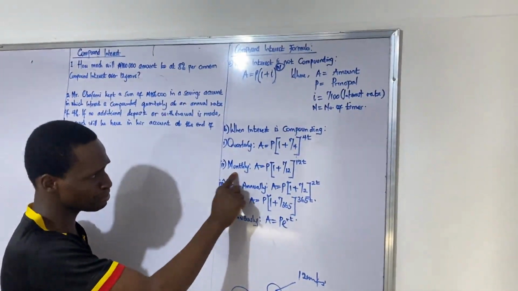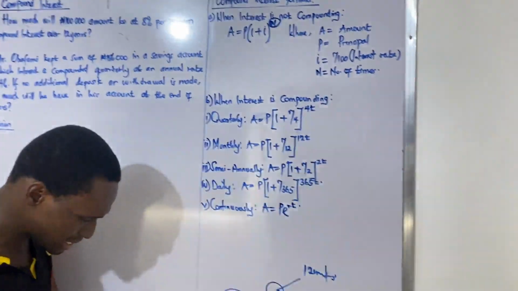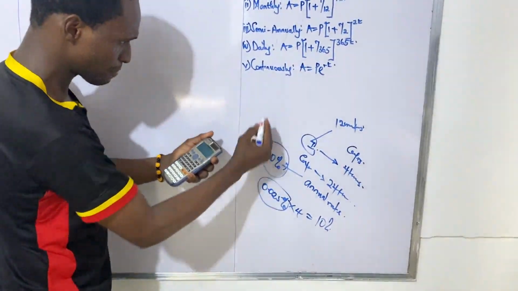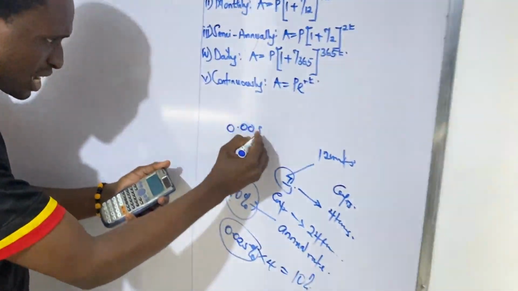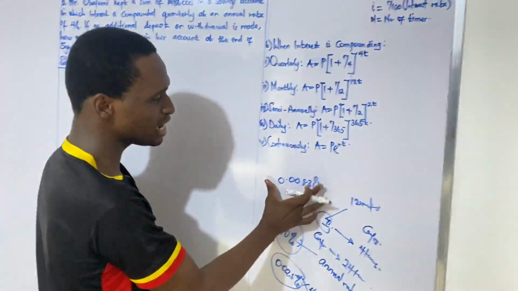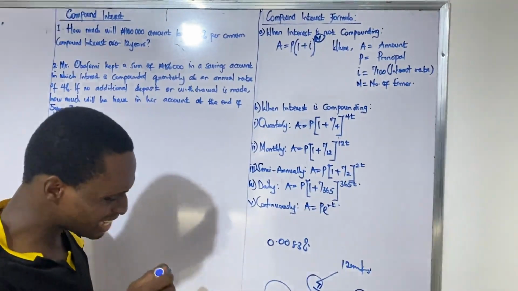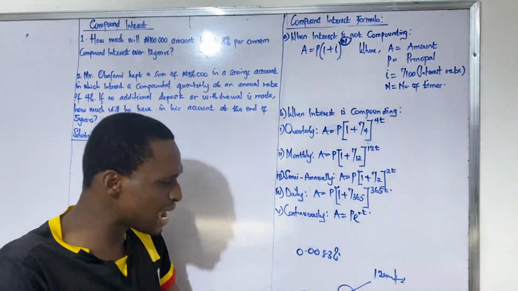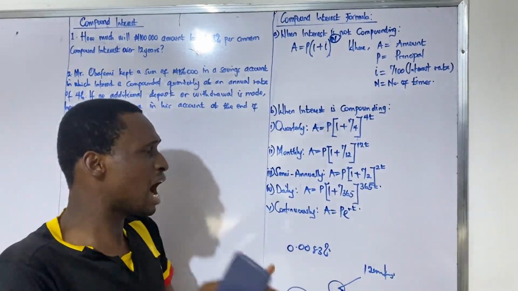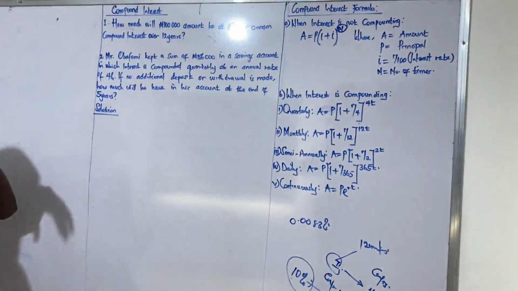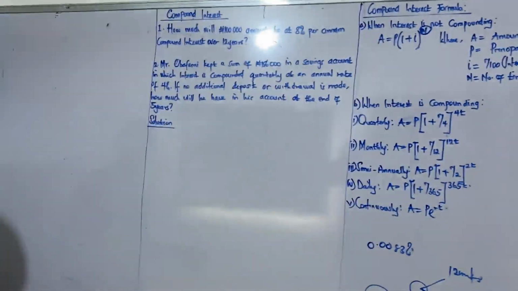Then if the interest is monthly, it means that 10% divided by 12 gives about 0.83%. So that is how it works. When we say our interest is compounding, it means that we can pay that interest a number of times in a year. So let's look at these two questions under compound interest.